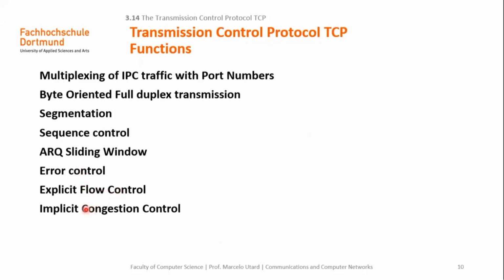And the implicit congestion control is a mechanism implemented by TCP in order to avoid, or to collaborate in avoiding, congestion in the network. Then we will explain each one of those mechanisms or functions that are implemented in the TCP protocol.